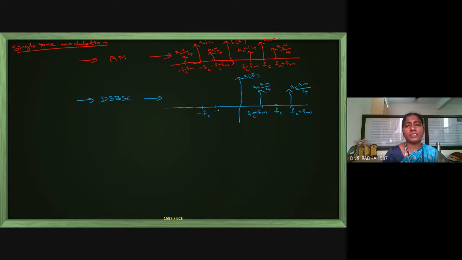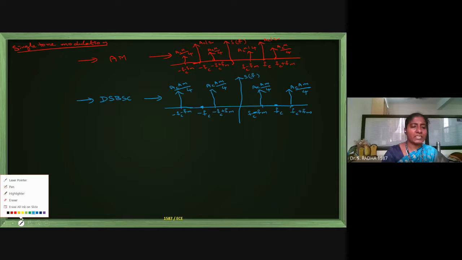So these are the frequencies at minus Fc plus Fm and minus Fc minus Fm. At the carrier we don't have any pillar; the height is 0 at the carrier. The heights are AC Am by 4 and AC Am by 4. This is about DSBSC.